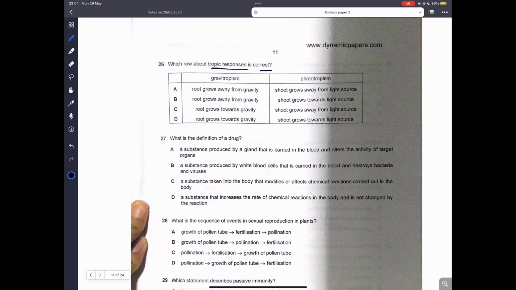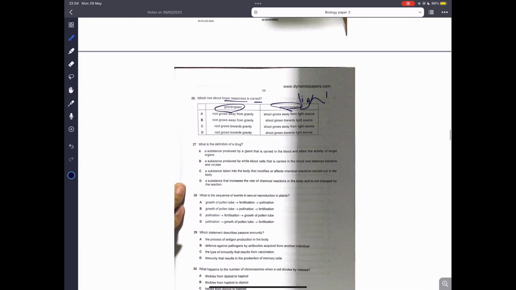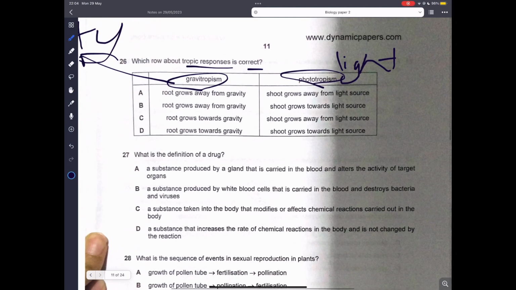26. Which statement about the tropic response is correct? Phototropism corresponds to light, and gravitropism corresponds to gravity. Now here we can see of the multiple options given, the roots will grow towards the gravity, if you have noticed, and the shoot will grow towards the light source, and therefore D is the correct answer.